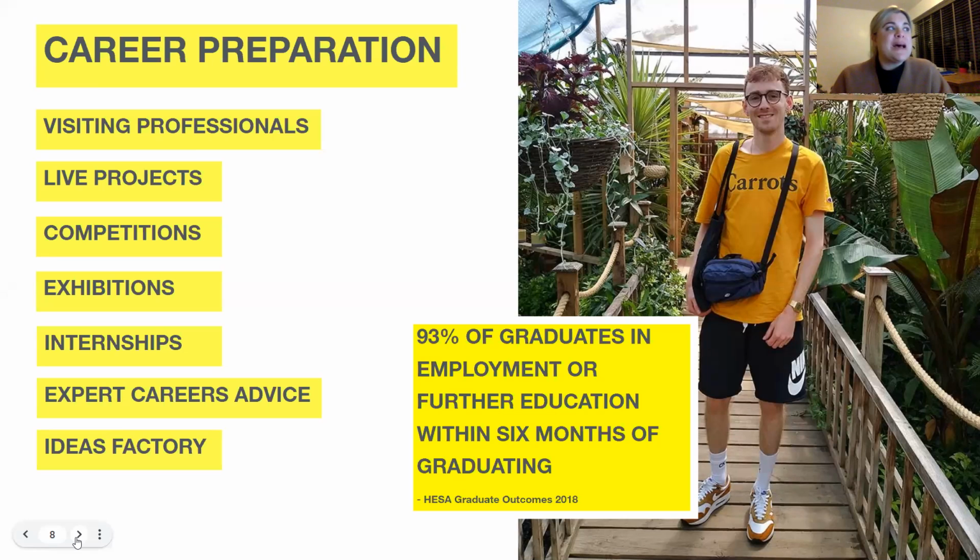You might be the best fashion designer. You might be the best fine artist or filmmaker the world has ever known. But if you can't talk about it, if you can't get yourself out there, if you can't spread your message and show people your work, what's the point? We need to teach you how to actually be employable in these industries. And that's really central to every course that we teach.